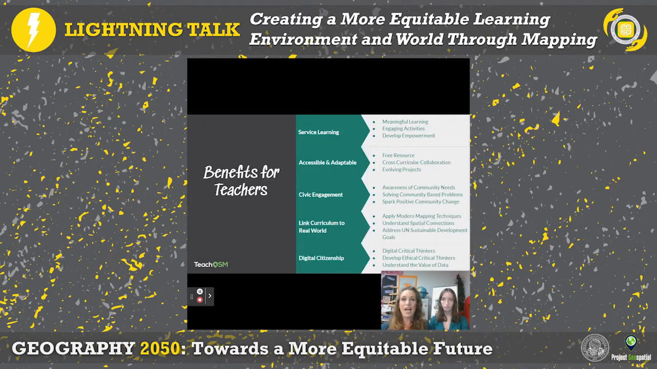OpenStreetMap. As I learned more about how OSM mapping projects could be used to solve real-world problems while developing my students' skills where they can apply content learned in the classroom to helping others, I knew I had to introduce my students to the world of OSM.